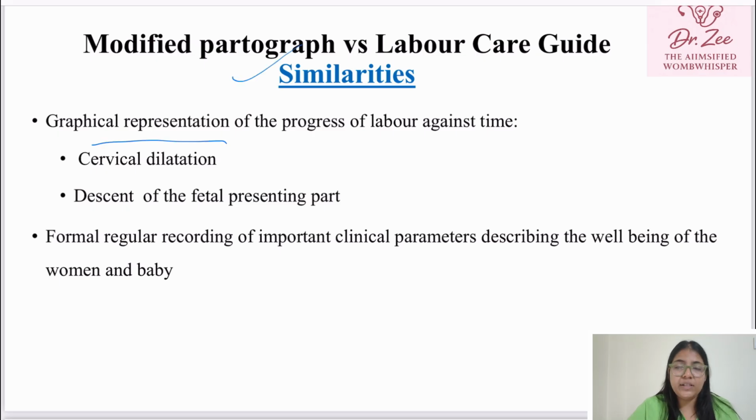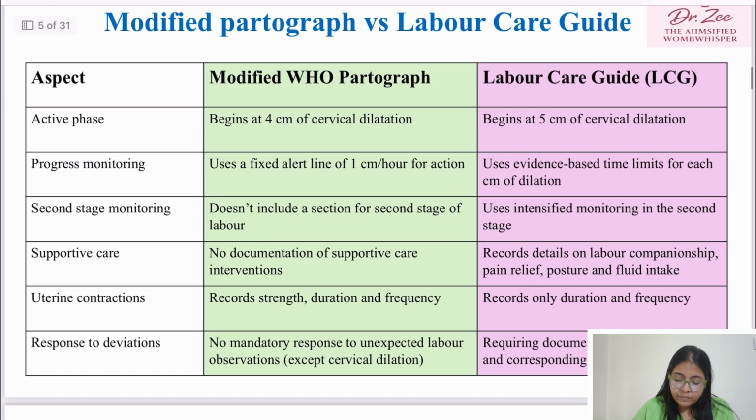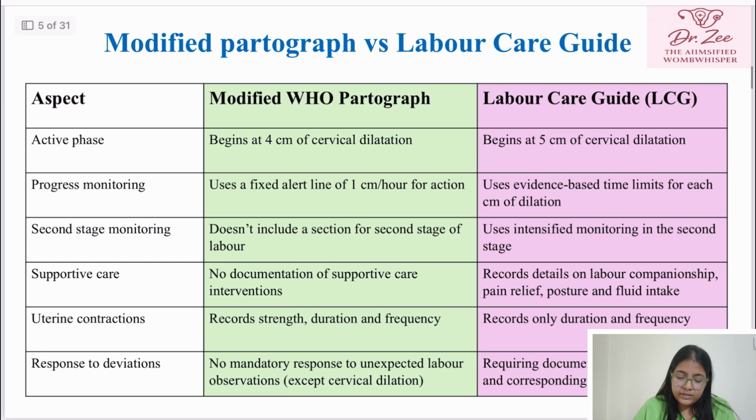Both are graphical presentations of progress of labor against time, as you will see, and recording of important clinical parameters for the mother and the baby for their well-being. And what are the differences? This is a very important part. In the partograph, as I have taught you, the active phase begins at 4 cm. Here in the LCG, I'll be calling the Labor Care Guide LCG, it begins at 5 cm.